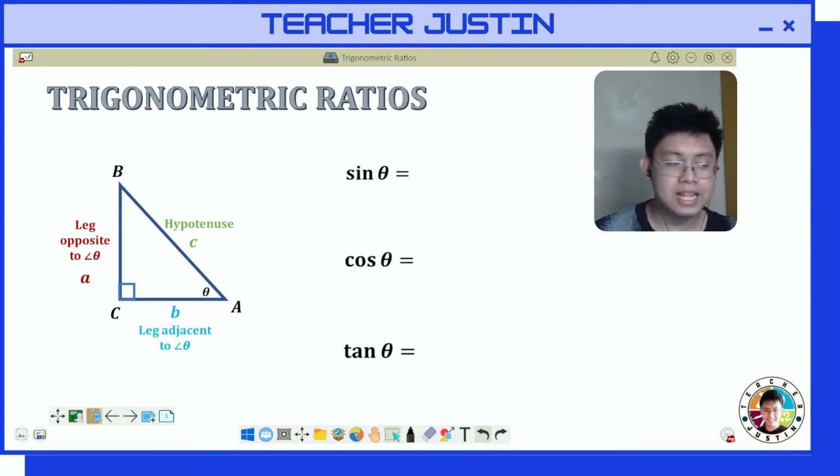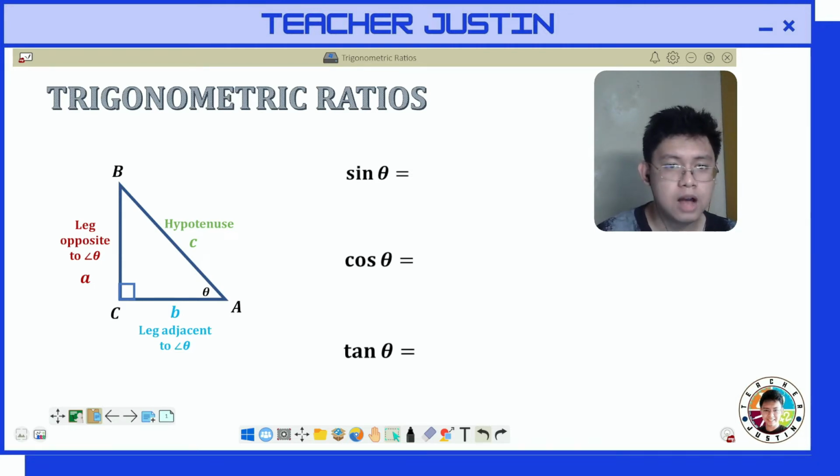First, we have to identify the parts of our right triangle in order for us to have a better understanding of the trigonometric ratios. So here we have our right triangle, and we have two legs and the hypotenuse. Remember, the hypotenuse is the longest side in a right triangle, and it is also the side opposite the 90-degree angle. Now, we have here the angle, theta.